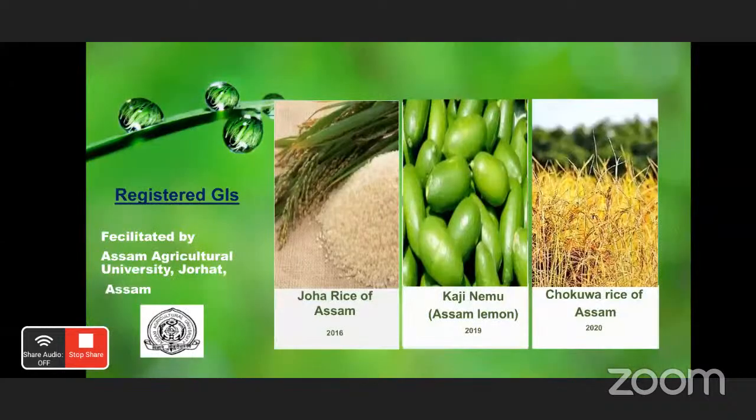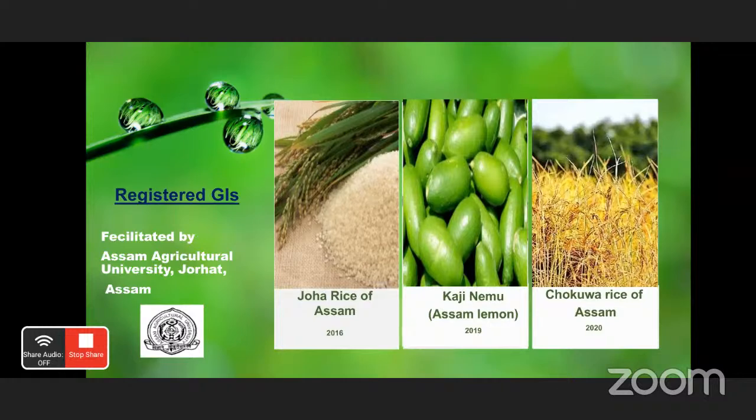These are actually the registered GIs which were facilitated by Assam Agricultural University. Joha Rice of Assam in 2016, then Kajinemu in 2019, then Sokwa Rice of Assam in 2020. Sokwa Rice of Assam is a semi-glutinous rice.